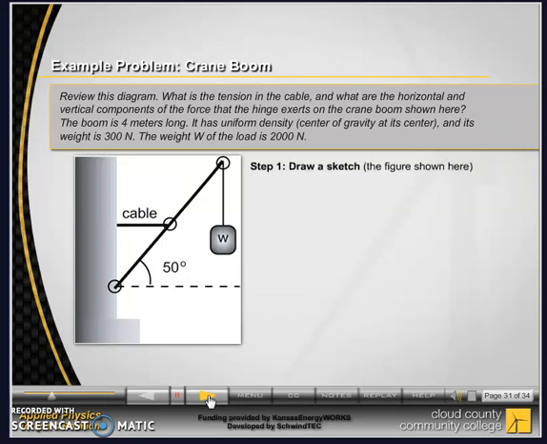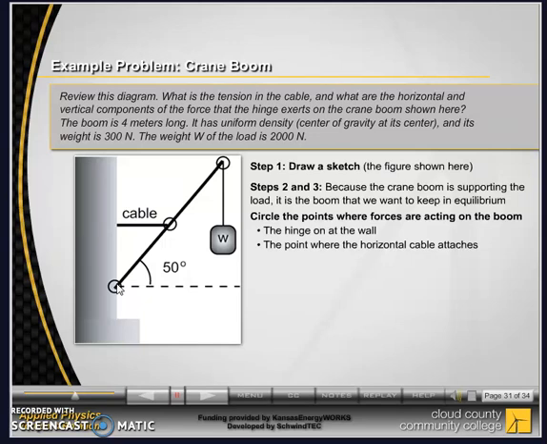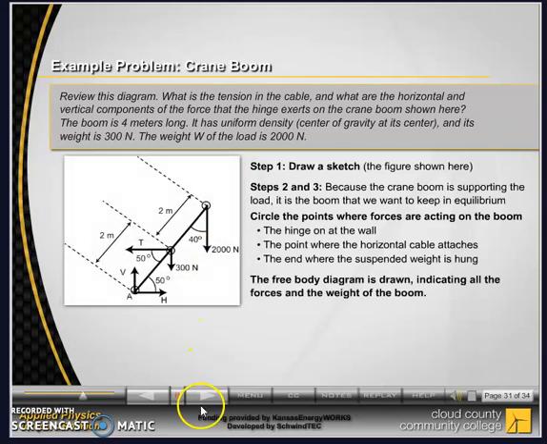Step 1 is draw a sketch. This would be the figure shown here. Steps 2 and 3. Because the crane boom is supporting the load, it is the boom that we want to keep in equilibrium. On your own, circle the points where forces are acting on the boom. These would be the hinge at the wall, the point where the horizontal cable attaches, and the end where the suspended weight is hung. The free body diagram shown indicates all the forces and weight of the boom.